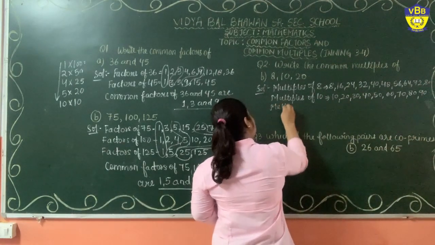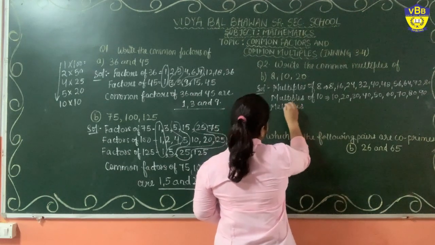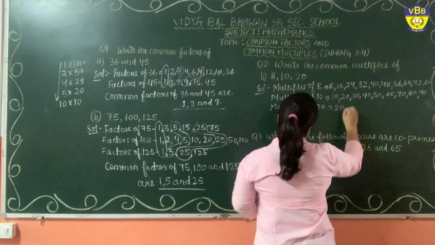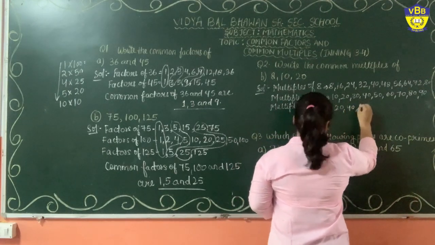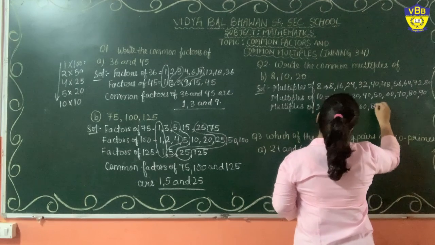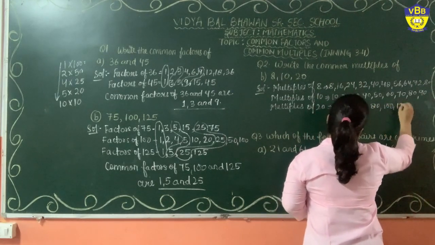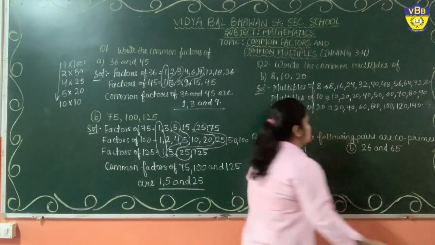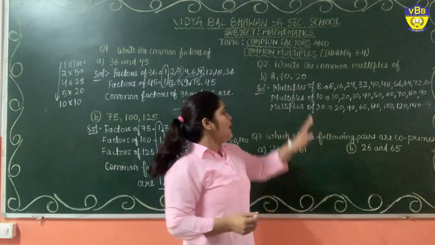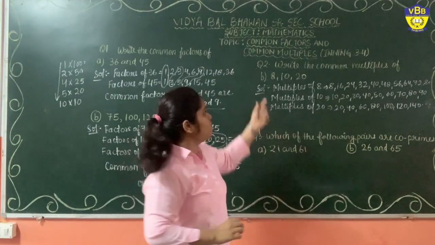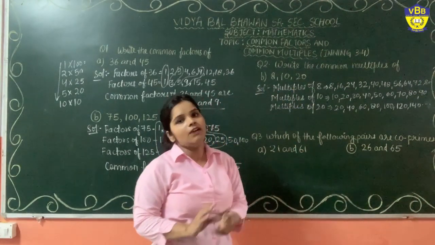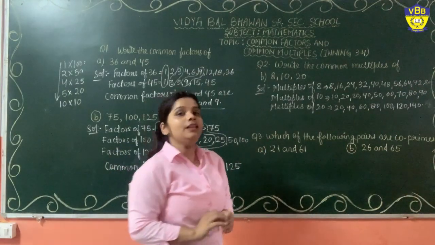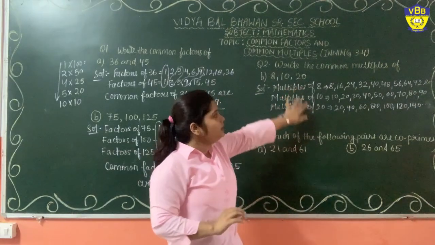After that, multiples of 20. Multiples of 20 are 20, 40, 60, 80, 100, 120, 140 and so on. We have listed the multiples of 8, 10 and 20. For that we have written the table of these given numbers. After that, find the common numbers among these 3 numbers.